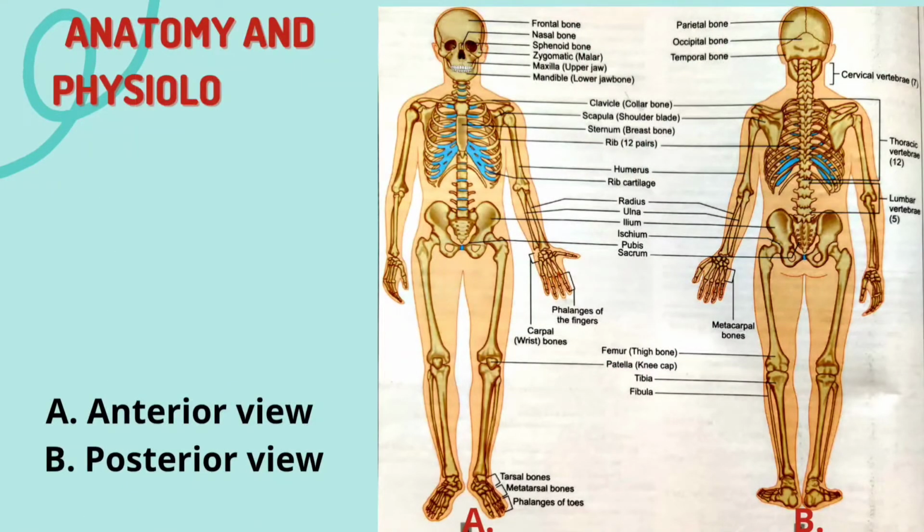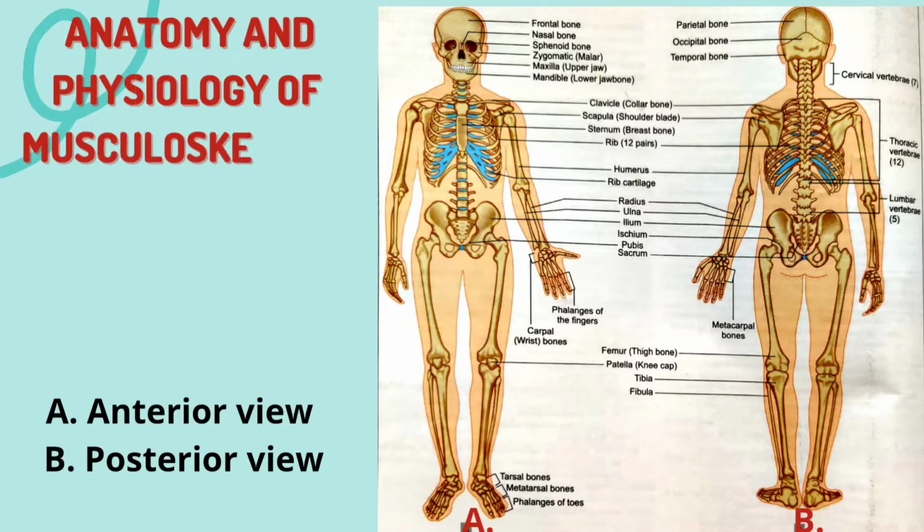So anatomy and physiology of musculoskeletal system. So the A part is anterior view of skeletal system and the B one is the posterior view of skeletal system. So skeletal system mainly consists of the axial skeleton and appendicular skeleton that we will see in the next slide.